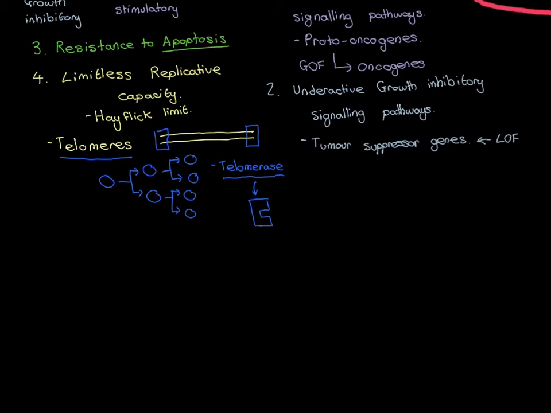So I'll have this pink colour for property number 5. Property number 5 is that they have something that we call genetic instability. And this means that the rate at which they accumulate mutations is greater than for a normal cell. So remember, a mutation is a permanent change to the genome of a cell that isn't going to be reversed.